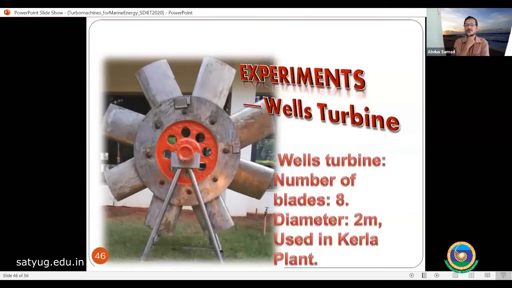Okay. Now we have done lots of CFD and numerical optimization. Same thing, we have done experiments also. The picture you can see on the screen is actually the wave energy system, or sorry, the Bus turbine for the wave energy system. NIOT used it for their system.